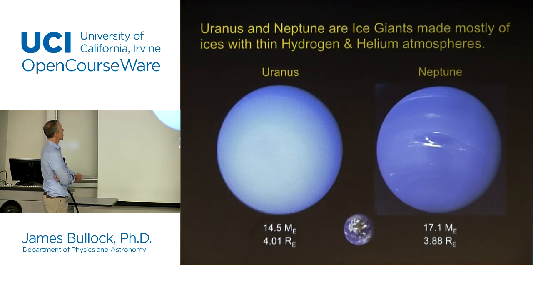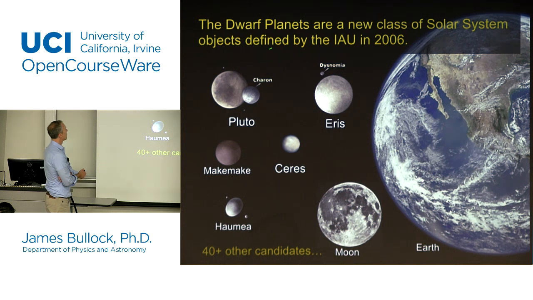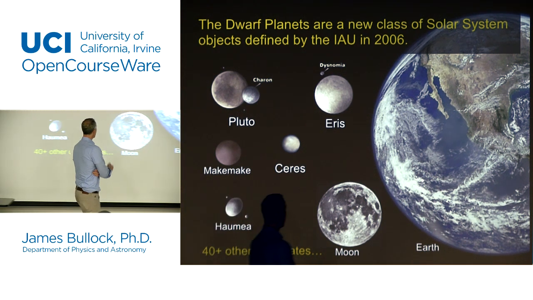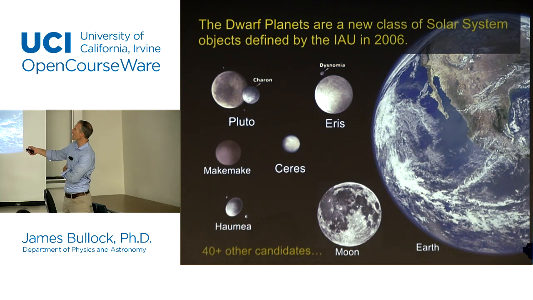I'll skip this. These are just nice pictures of Uranus and Neptune. These things are more icy and less gaseous, again, because they're farther away. The dwarf planets are shown here in comparison to the moon, and they're smaller little things. A lot of them do have little atmospheres, but they're pretty weak. And there's a bunch of other candidates besides the ones shown here, but this just gives you a sense of the great variety of sizes of things that are orbiting the sun.